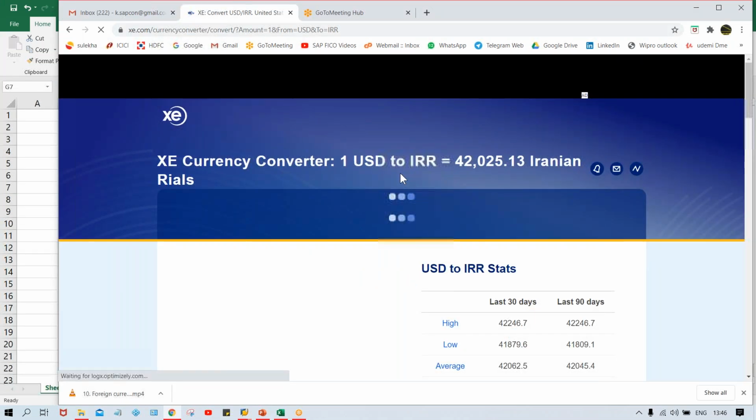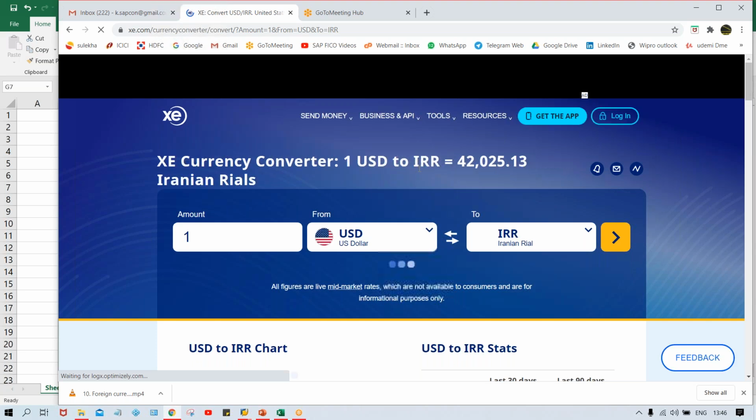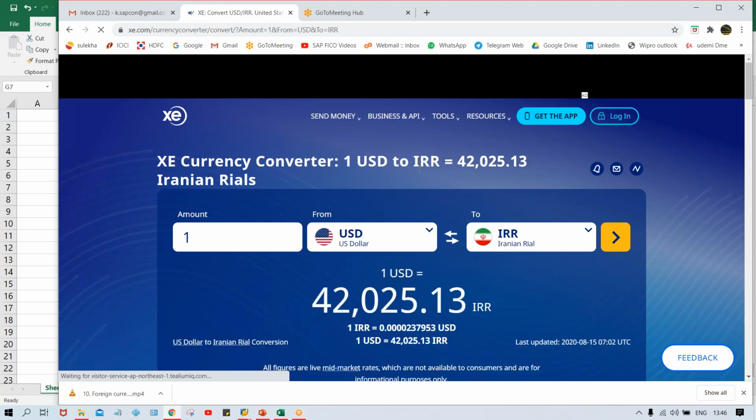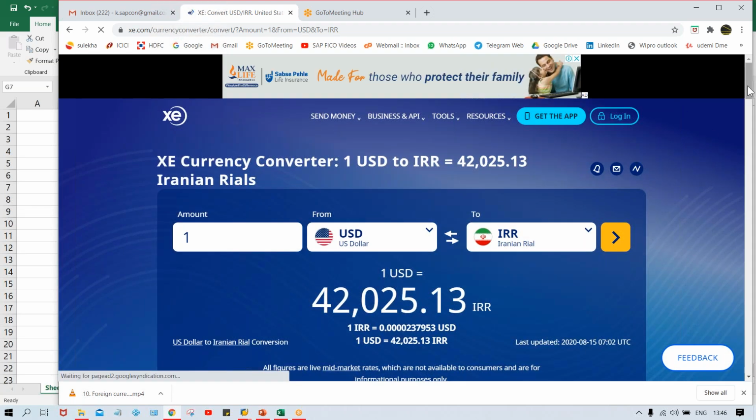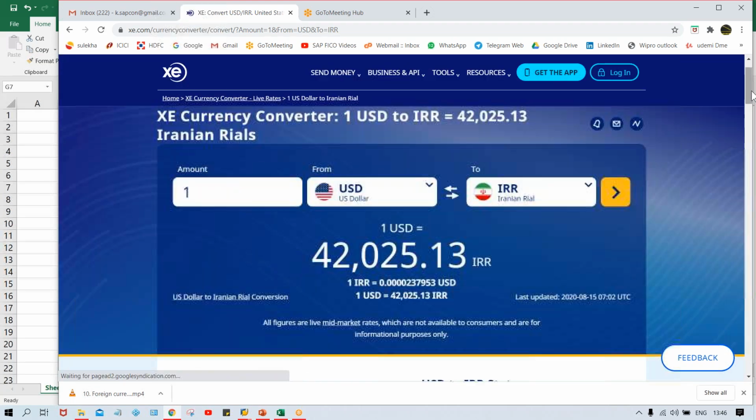Look at here. Now this IRR stands for, I think, Iranian currency. This is the Iranian rial, I think it is. Yes, Iranian rial. So here, 1 USD equals how many Iranian rial, guys? Look at here, 42,025.